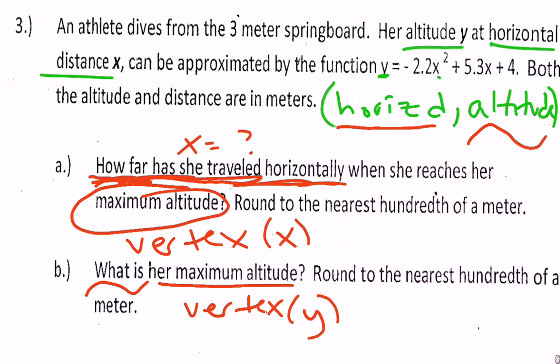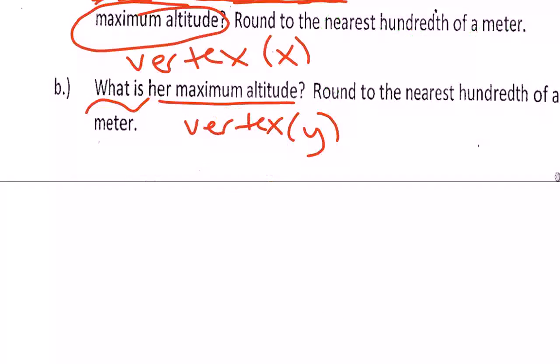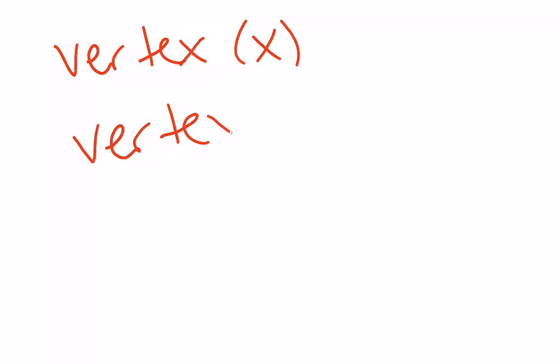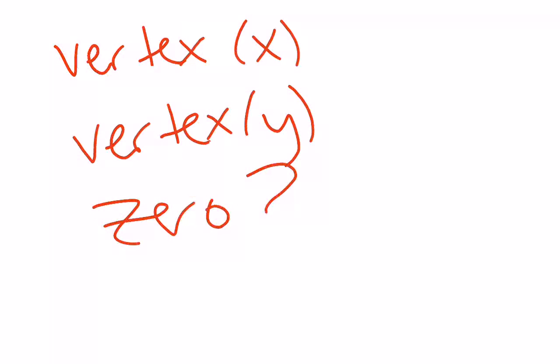So now what I want you to do is go through the rest of the packet and identify, is it the vertex x? Is it asking for the vertex y? Or is it asking for the 0? We'll actually solve them in class, but you need to go through and know what it is you're looking for first. So finish that so I can check it in the morning. Thank you.